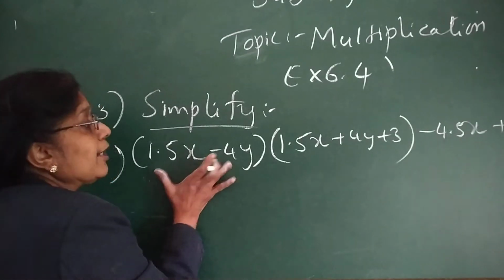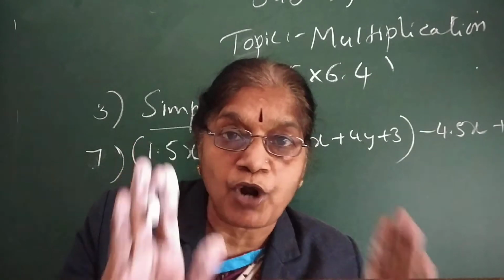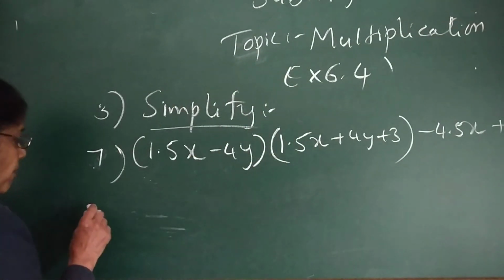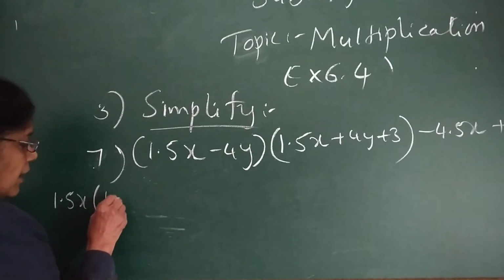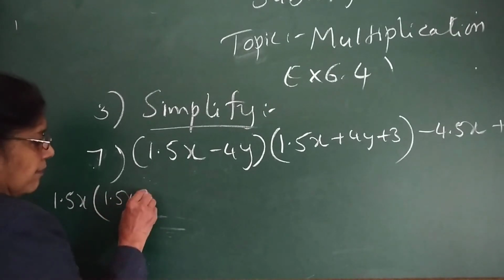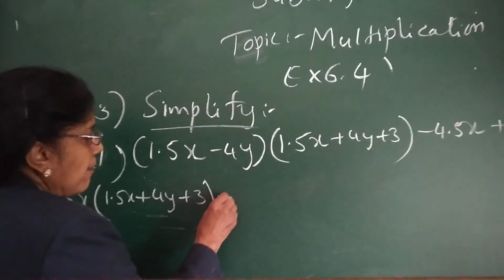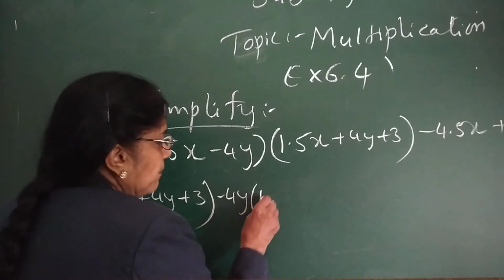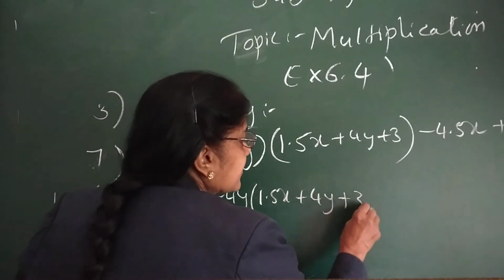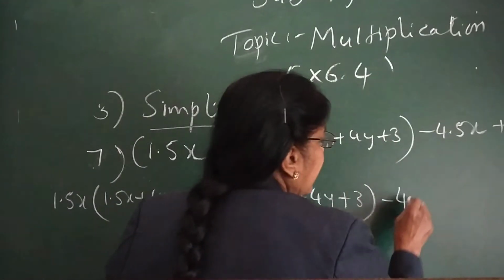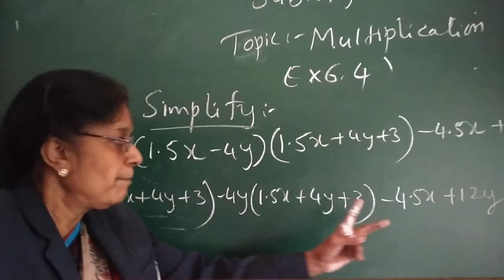This is binomial by trinomial, so we are going to use the distributive property. What is the distributive property once again? 1.5x multiplied with 1.5x plus 4y plus 3, over, minus 4y multiplied with 1.5x plus 4y plus 3. This will remain as it is. There is no change because the plus sign is there.